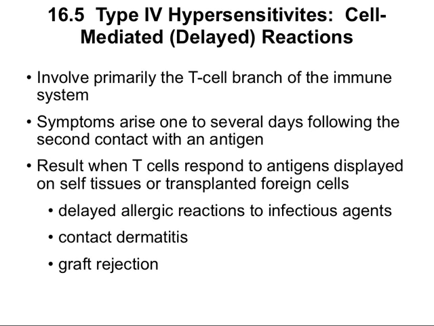Now we'll cover type IV hypersensitivities, where we'll be concerned primarily with the T cell branch of the immune system. Symptoms arise in 1 to several days following the second contact with the antigen. This is why they're called delayed reactions. They result when T cells respond to antigens that are displayed on self-tissues or transplanted foreign cells. Typically, we'll see these in delayed allergic reactions to infectious agents, in contact dermatitis, and in graft rejection.